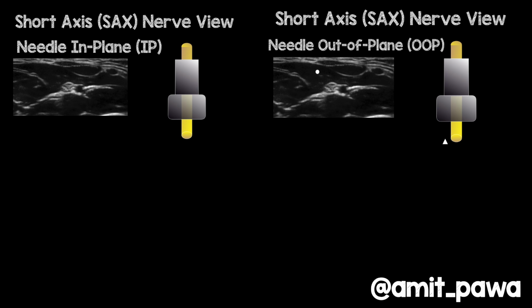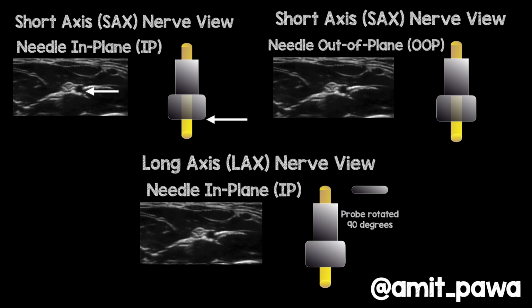Option two is you still take a cross-sectional view of the nerve and you needle out of plane. Of course, when you needle out of plane, you don't see the whole shaft or tip of the needle, you just see a cross-section of the needle, and you have to be careful that you're scanning over the needle tip and not over the shaft. But that's a short axis nerve view and needle out of plane.